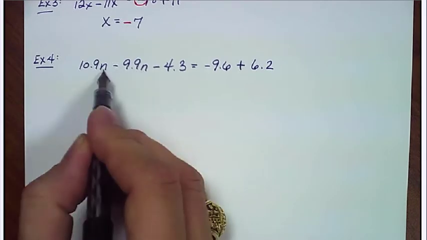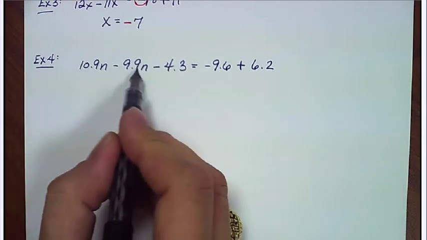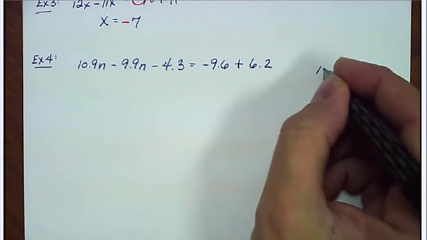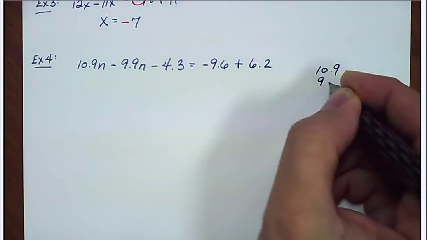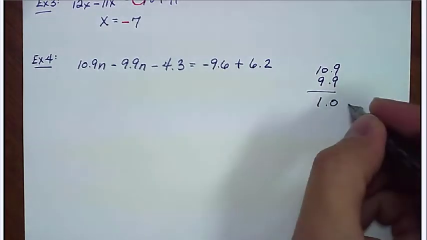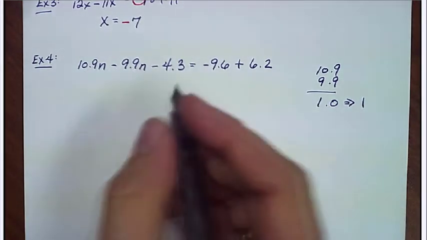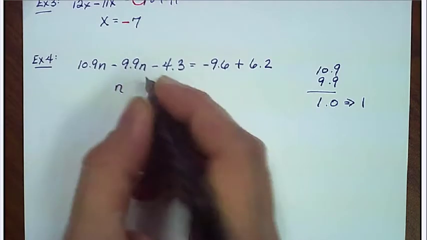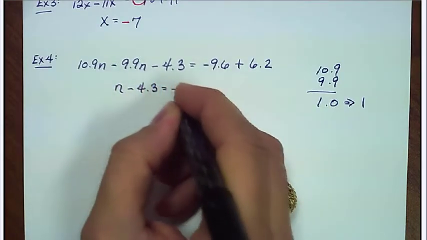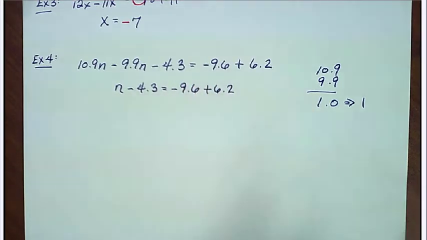Notice I've got like terms. They're both n's. They're both raised to a power of 1. Well, 10.9 and 9.9, there's only one difference there. In case you don't believe me, we can come over here and do some manual subtraction. 9 minus 9 is, of course, 0, and 10 minus 9 is 1, and 1.0 is the same as just saying 1. So I've got a coefficient here of 1, which we're just going to write as n. So we get n minus 4.3 is equal to negative 9.6 plus 6.2. Now, exact same thing here.